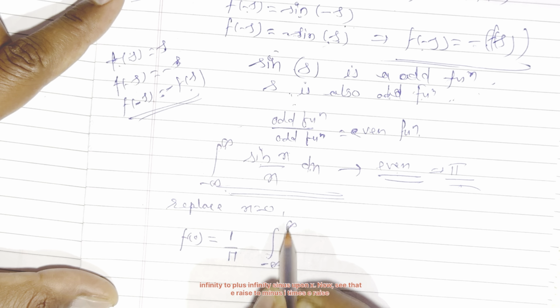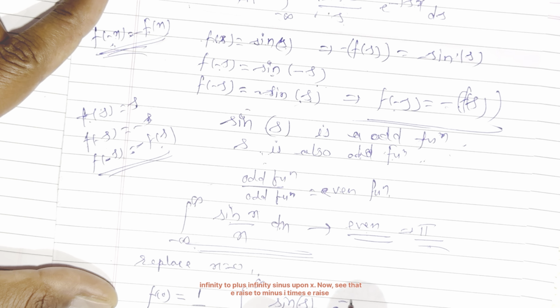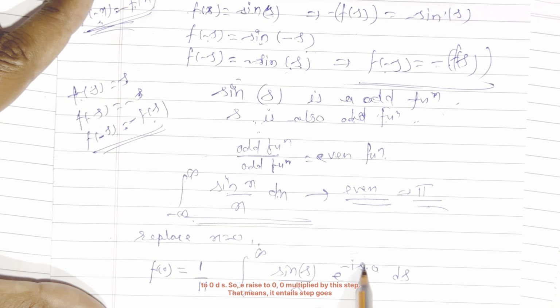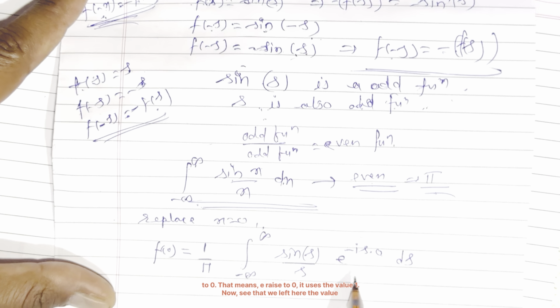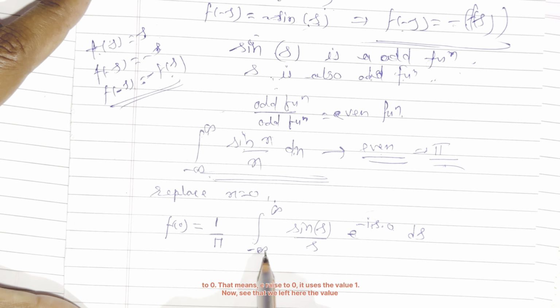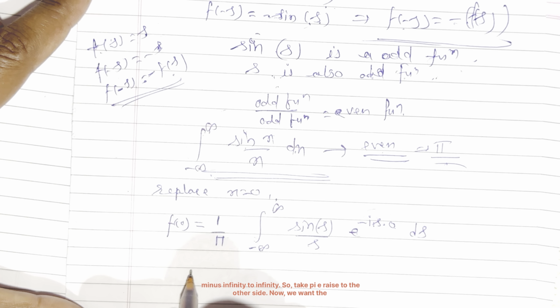Integral from minus infinity to plus infinity of sin s upon s. Now see that e raised to minus i times s times 0 ds. So e raised to 0 multiplied by this step, that means the entire exponent goes to 0, and e raised to 0 gives us the value 1. Now we are left with the integral from minus infinity to infinity. So take pi to the other side.